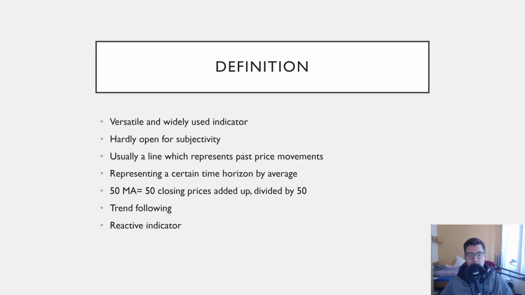It's also usually a line which represents past price movements and represents usually a certain time horizon by average. For example, the 50-day moving average is the last 50 closing prices added up and then divided by 50, and then this projects a line on the chart. It's also a trend following indicator and is reactive to price.